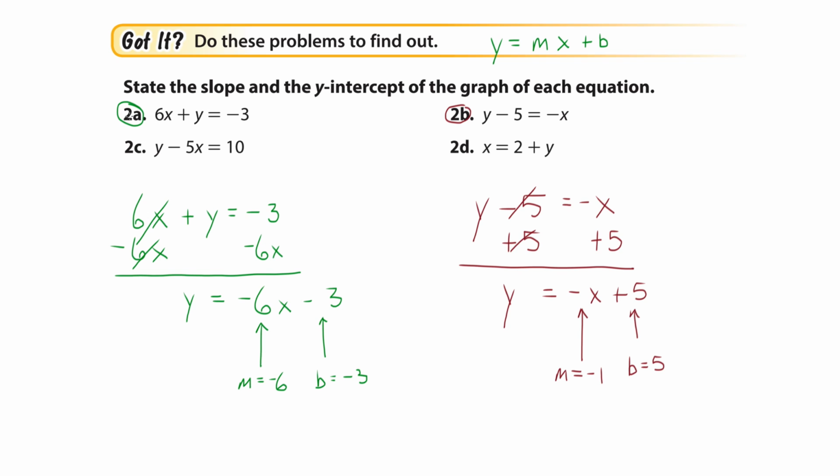So there's examples 2a and 2b explained. I'll let you do 2c and 2d on your own, but the general idea is get the y on one side, the x and the constant on the other side. That's it.